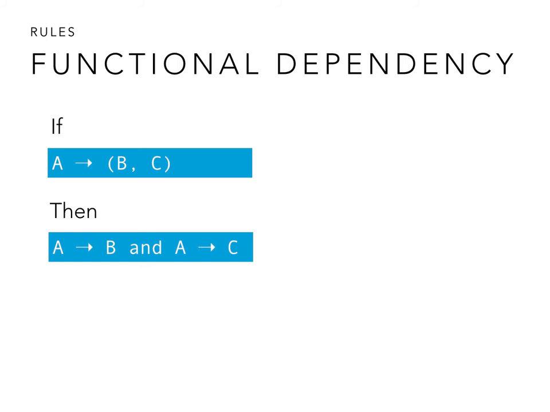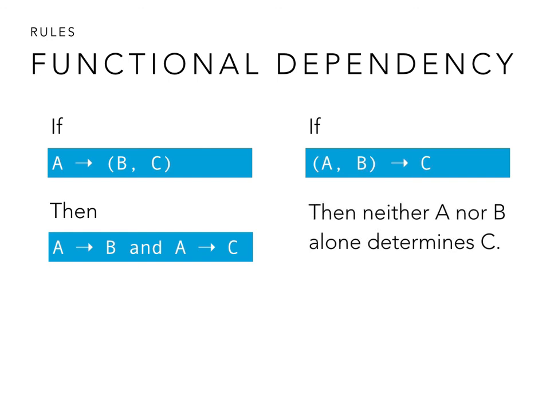Oh, somebody read. This makes sense. Really, it's just saying, right, putting B and C in commas is basically saying "and." What if we look at it the opposite way? If A comma B determines C, then what can we say about these single pieces? That's correct. Neither A nor B alone determines C. Right? We have to have them together to have that dependency, to make that determination.